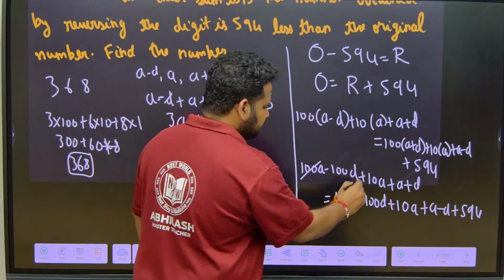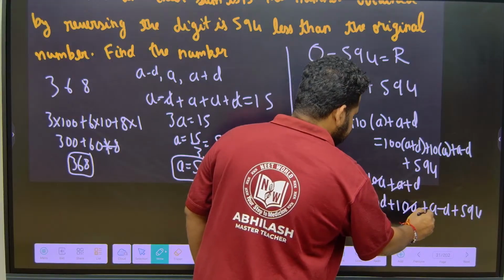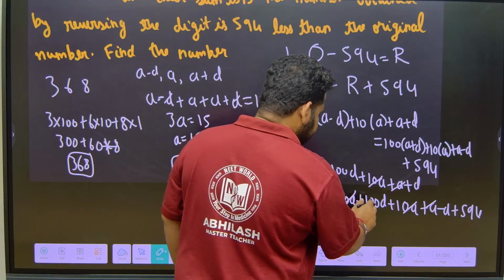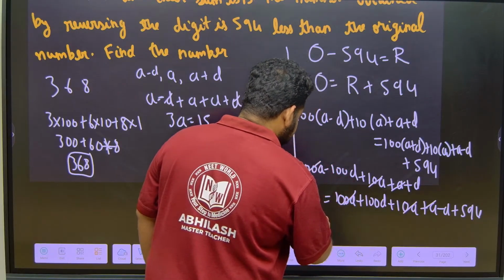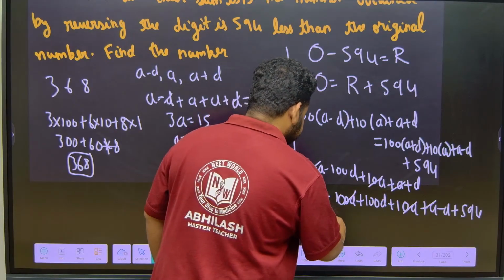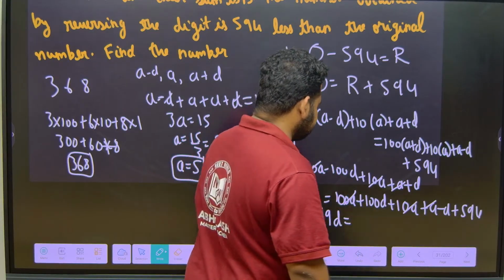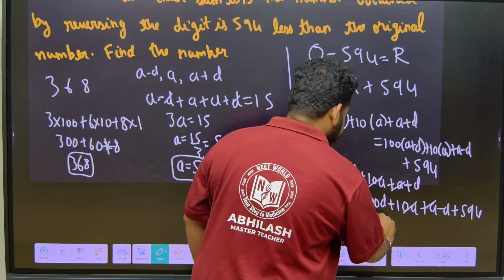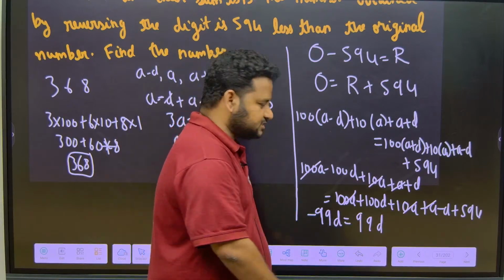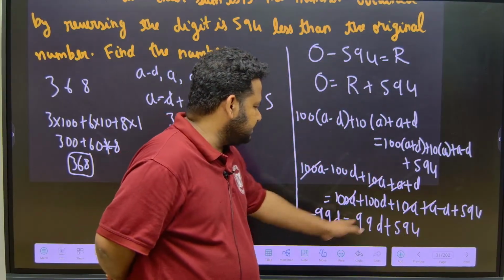100a I can cancel, 10a and 10a I can cancel. So what am I left with? Here I have plus a, here I have plus a, I can cancel. So I am left with minus 100d plus d on the left, which becomes minus 99d. On the right, 100d minus d becomes plus 99d. So minus 99d is equal to plus 99d plus 594. This is what I have.